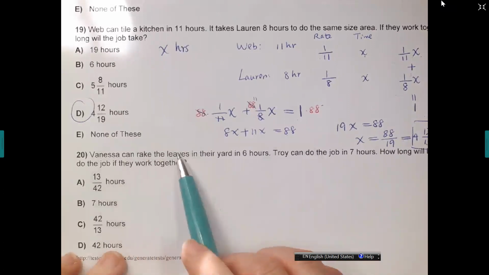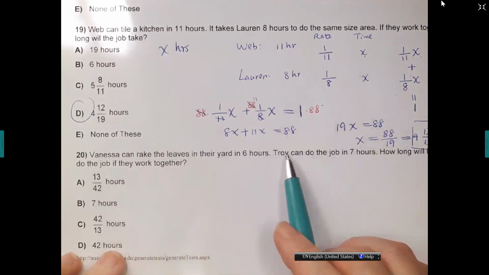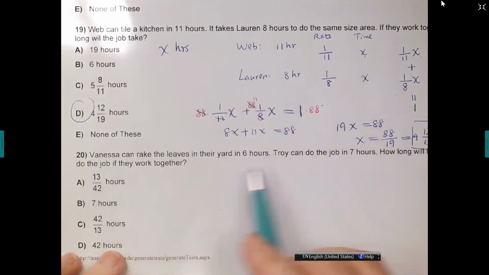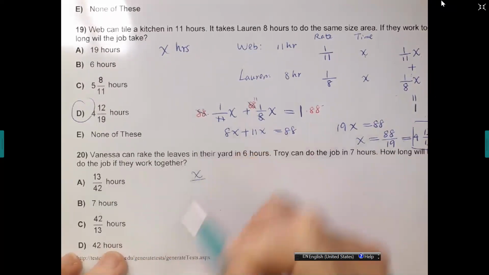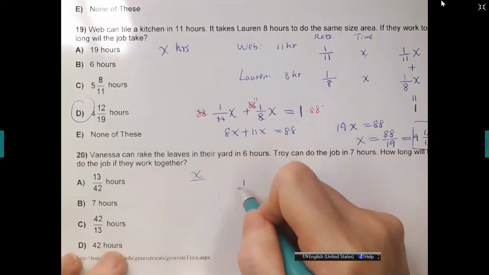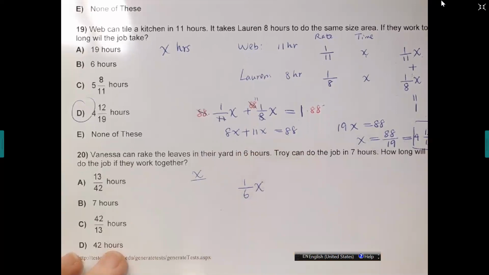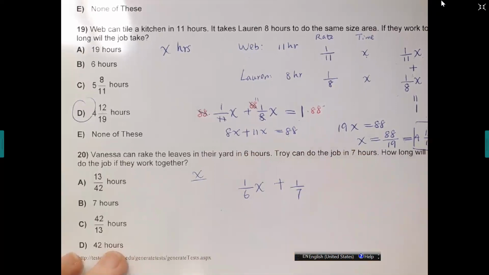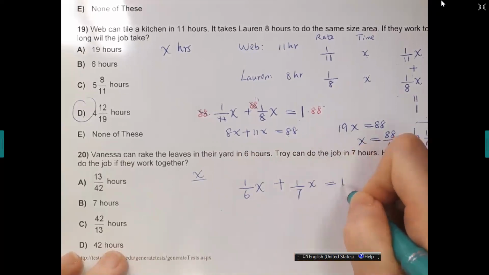Vanessa can take the leaves in their yard, whatever the job, in 6 hours. And Troy can do the job in 7 hours. How long does it take them to do the job if they work together? We don't know, x hours. For Vanessa, in 1 hour she does 1 over 6, and she works x hours. For Troy, he uses 7 hours, so in 1 hour he does 1/7, also times x, equals 1.